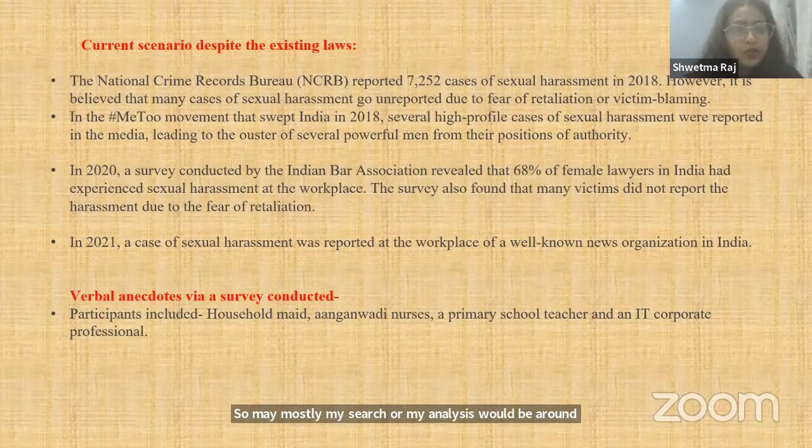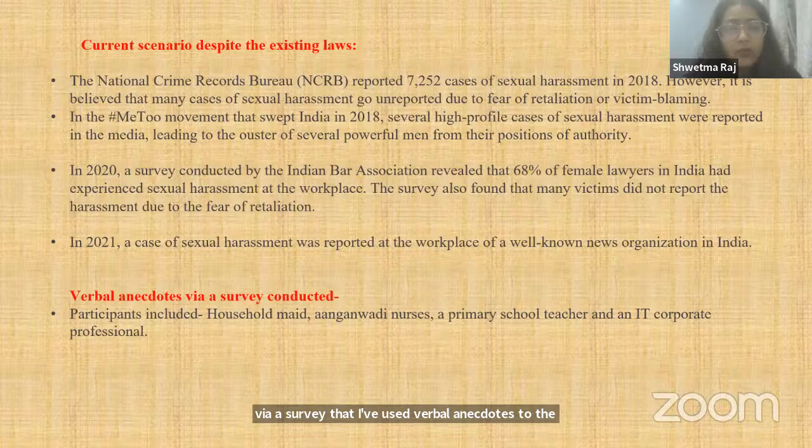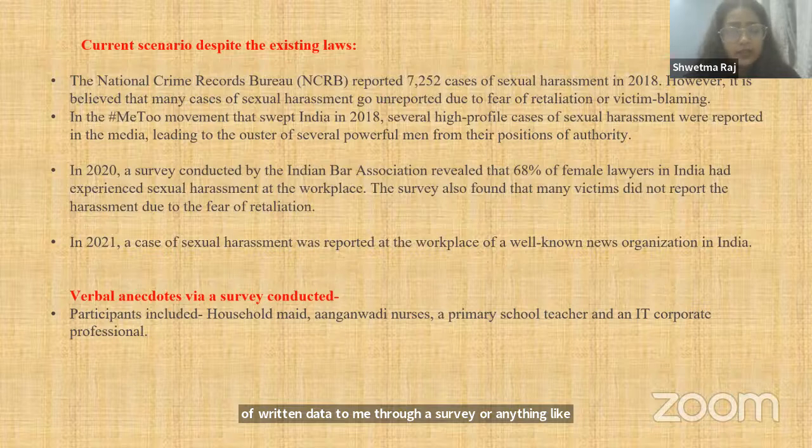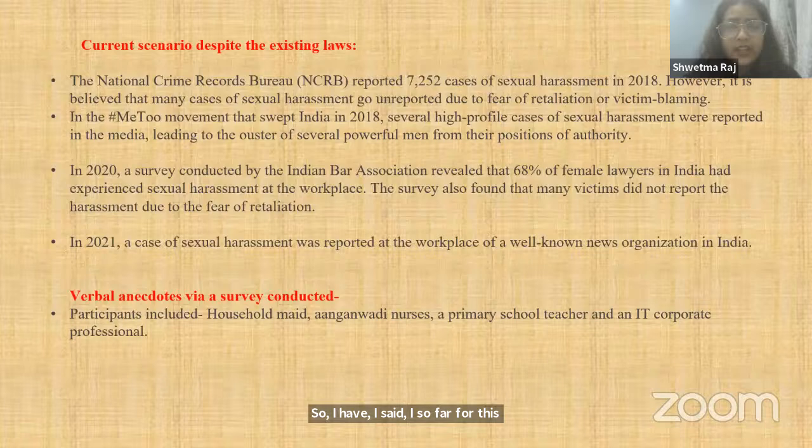That is verbal anecdotes, which I have collected via a survey, for the people who cannot fill the Google form or give any kind of written data to me through a survey. So far for this PPT I talked to four people. One was my household maid, second an Anganwadi nurse, third a primary school teacher, and one an IT corporate professional.